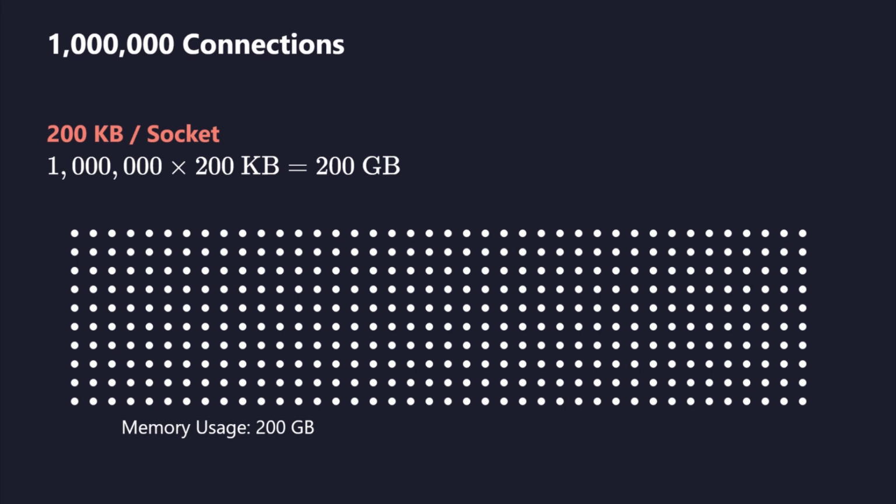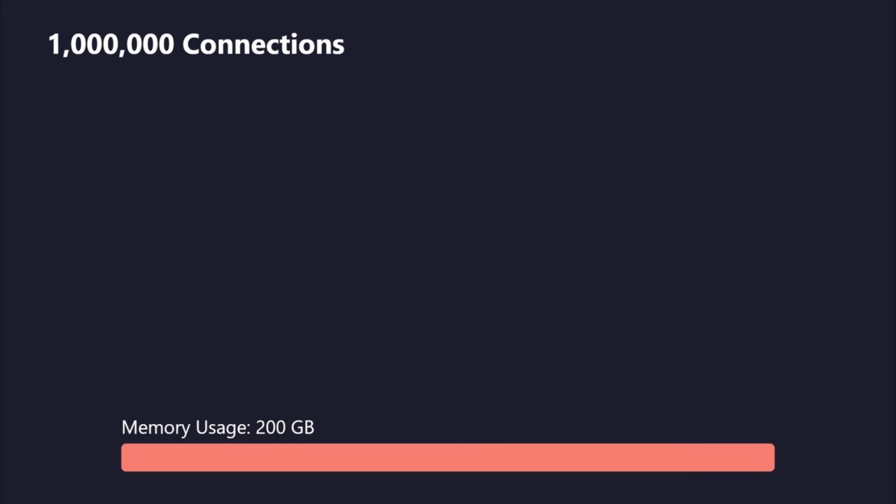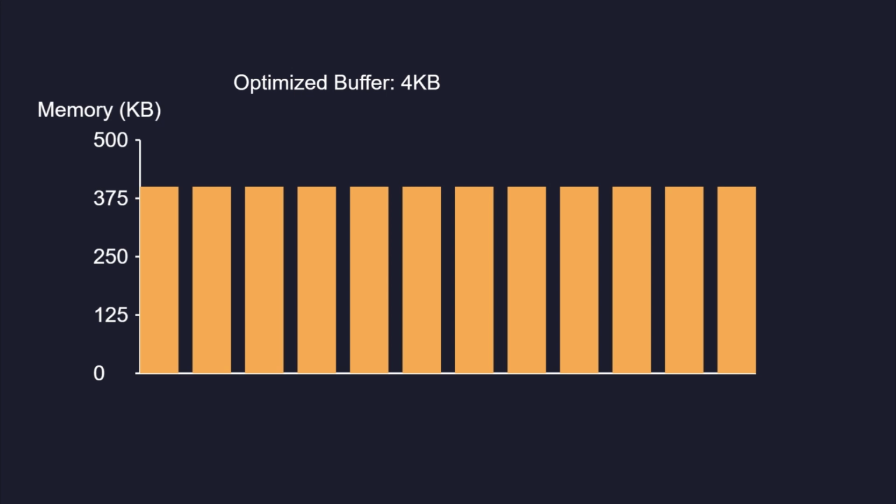1 million connections will exhaust server memory if buffers are not tuned. Each socket typically allocates a read and write buffer. Default sizes of 200 kilobytes per connection would require 200 gigabytes of memory. You must reduce these buffers to the absolute minimum required for your specific message payload.